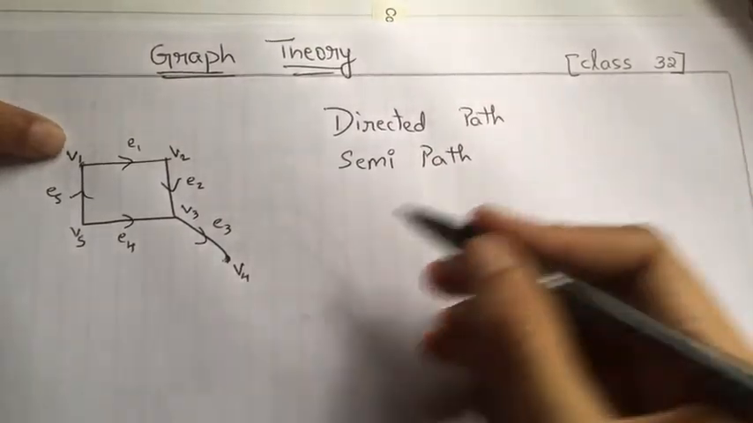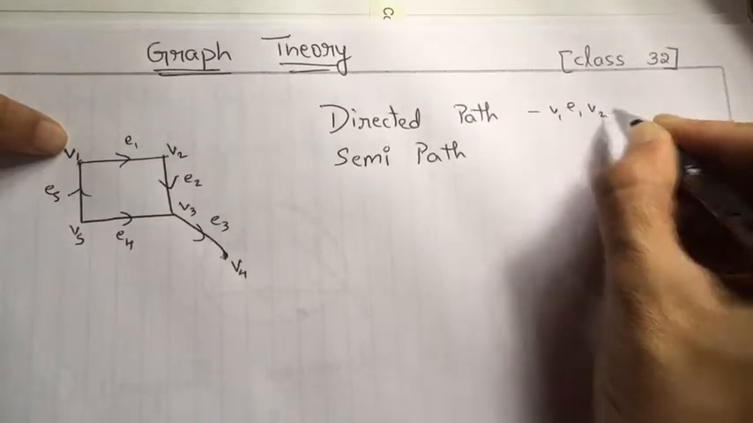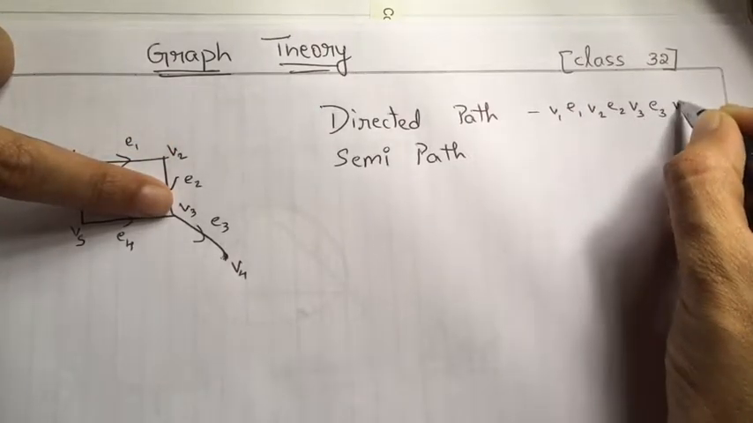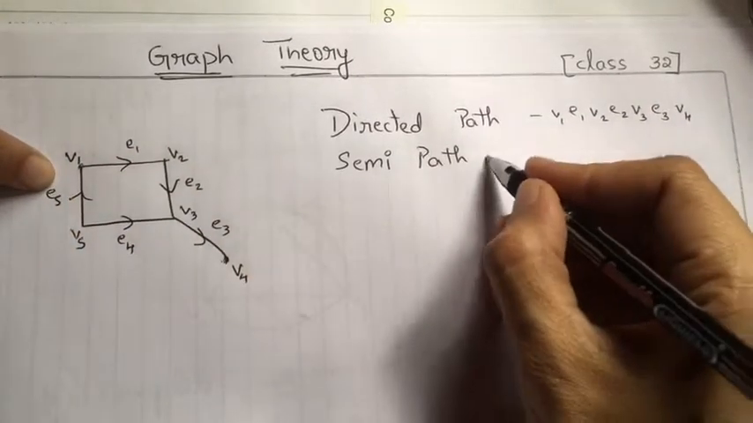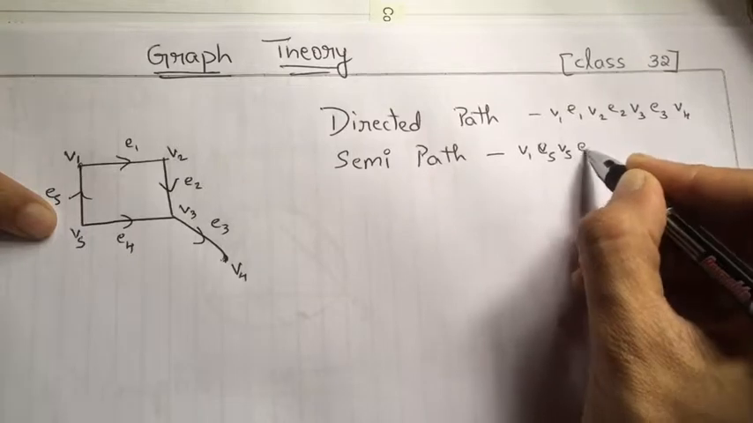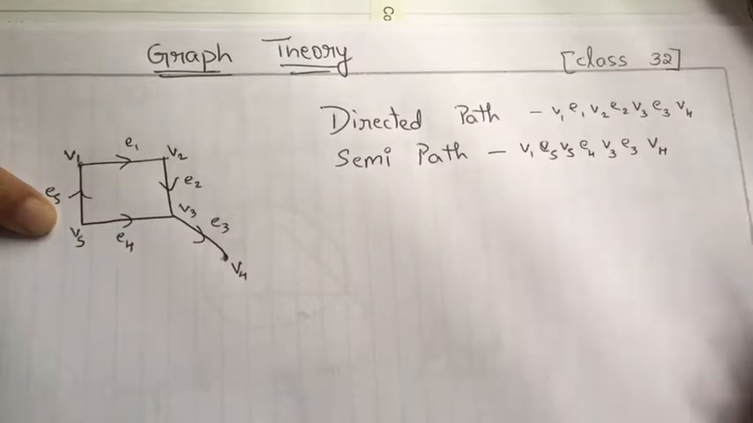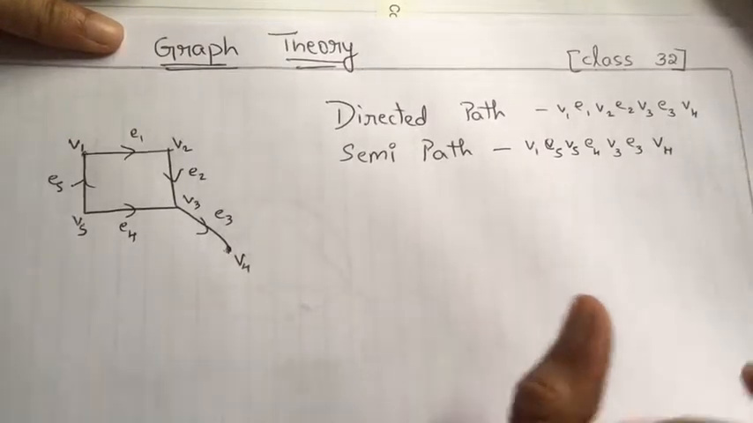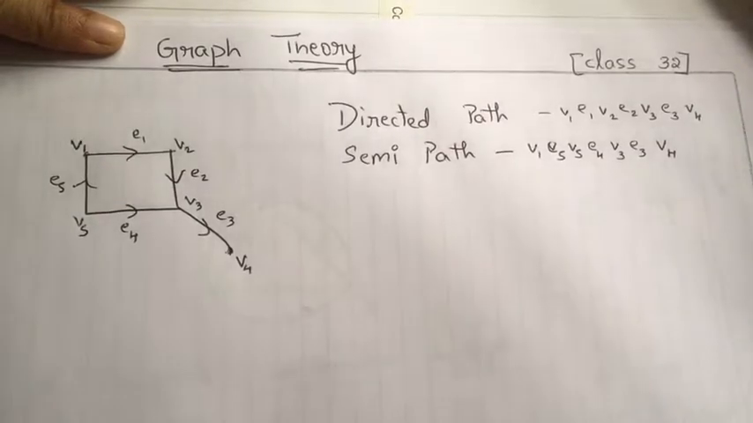Here in this graph, if I consider V1, E1, V2, E2, V3, E3, V4, this is a directed path. And V1, E5, V5, E4, V3, E3, V4, this is a semi-path. So always remember, path in a digraph refers to either a directed path or a semi-path.